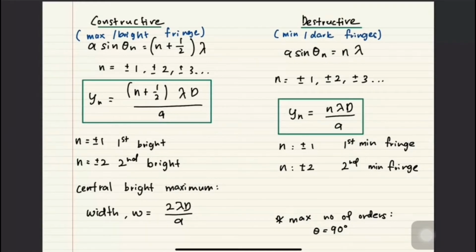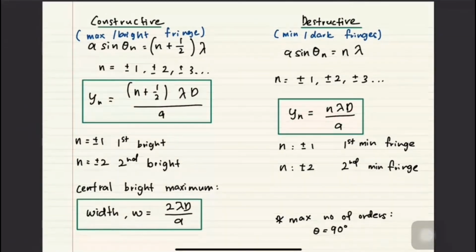Similar to antiphase punya interference. So untuk constructive dia ada half, untuk destructive dia tak ada half. Okay, and then n1, n2 tu dia still first bright, second bright, dia dah tak ada minus 1 lah. Okay, macam ni. And then ada extra formula untuk central width maximum tu, which is this formula. The formula is basically lambda D over a, cuma you have to multiply by 2. So basically the size is twice compared with the other one.